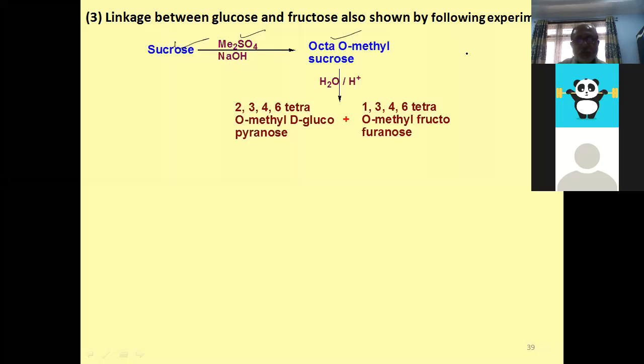What is the formula for dimethyl sulfate? You all write down dimethyl sulfate. The structure, not the formula. Formula is Me2SO4. But what is the structure? Dimethyl sulfate is a derivative of sulfuric acid. Sulfuric acid has S double bond O, again S double bond O, and two OH groups, but here the H will be replaced by a methyl group. So this is your dimethyl sulfate.